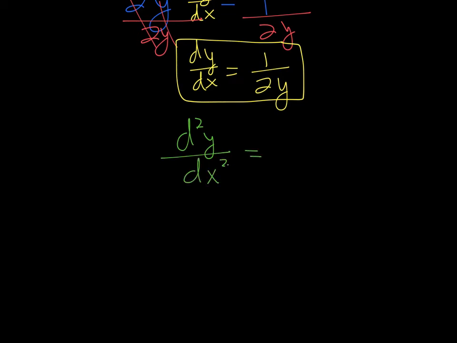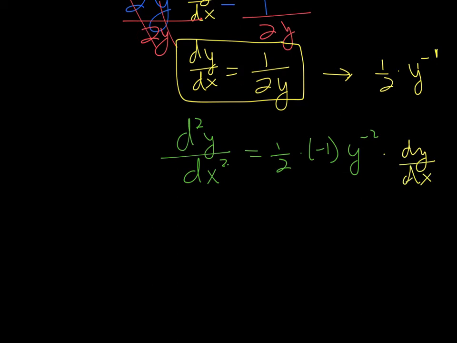Second derivative is going to require either a quotient rule when I'm looking at the right side, or I can actually rewrite that. And you can do whatever you want. I'm going to go ahead and rewrite that as 1/2 times y to the negative first, because then I can just use my power rule and not have to use my quotient rule. So if I'm using my power rule, then I'm going to have 1/2 times a negative 1 y to the negative second. Be careful. We do need to multiply that times dy/dx because we just took the derivative with respect to y. We need the derivative with respect to x.